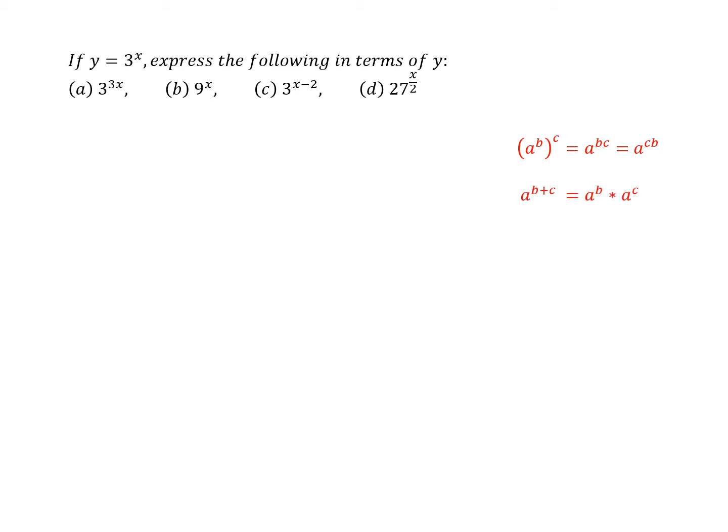And the second one is when we add two indices together, we can break the a to the b plus c into a to the b times a to the c, and then a to the minus b is 1 over a to the b. The negative index sends the number to the denominator. Okay, so that's one of these.